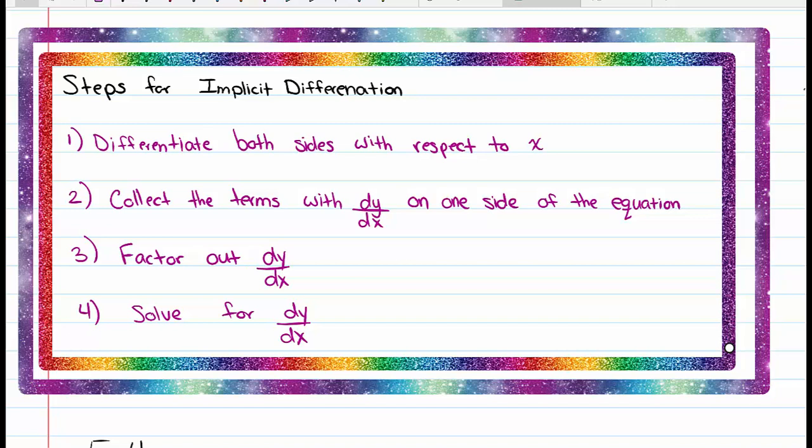So you factor out the common term dy dx, which resulted from when you moved everything with a dy dx to one side, and then you solve for it by dividing by what's left after you factor it out. These are the 4 steps you're going to be using to do implicit differentiation, and it's called implicit because we end up with x's and other variables in our answer. Okay, so once you have this copied down, go ahead and hit play again.